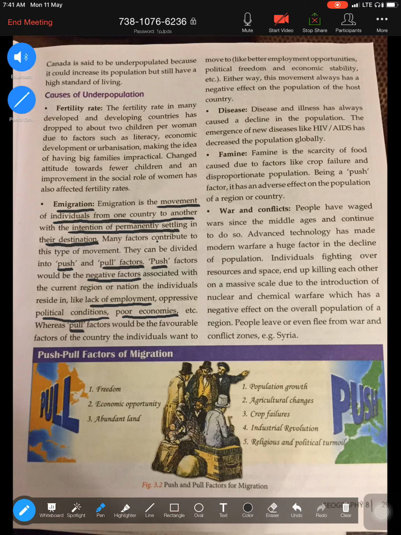Whereas pull are positive factors. Pull meaning something that is attractive, pulling people to come. So there could be a lot of cases of better opportunities, better payment, freedom of speech, no political oppression, and good economic stability. So this can attract a lot of people to move to such places. So that is how emigration can lead to underpopulation, especially when the push factors are harsh, people start to leave, and this can lead to a place being underpopulated.